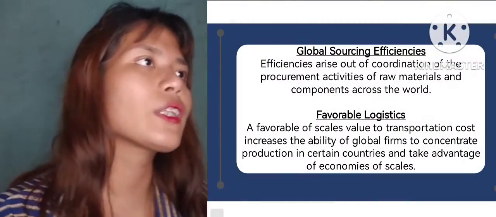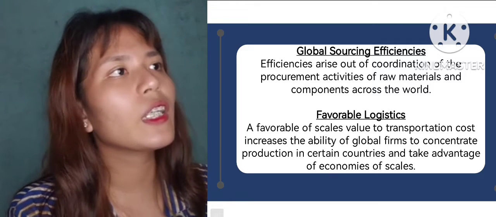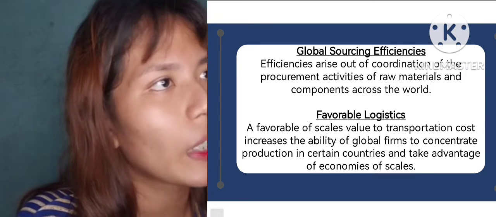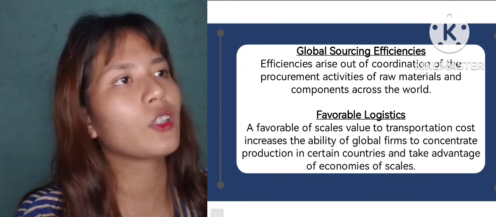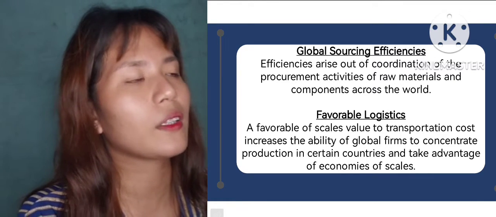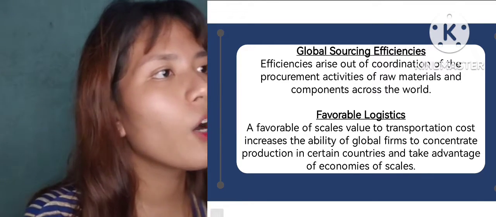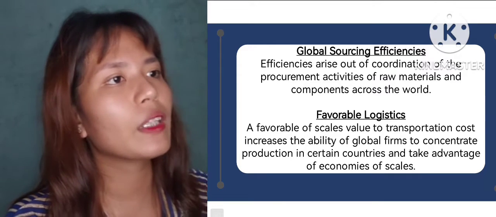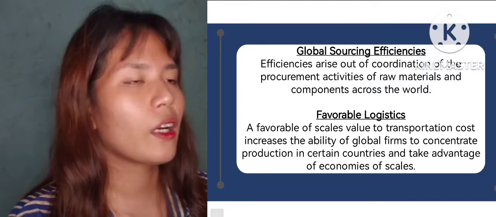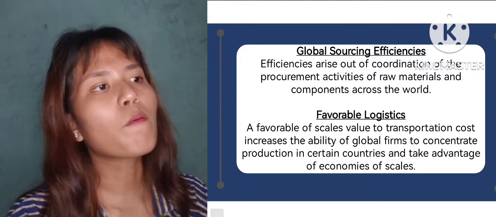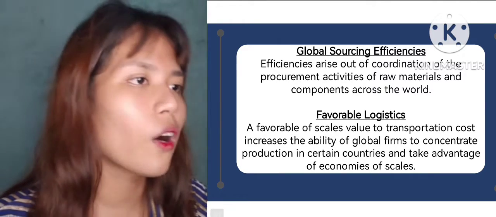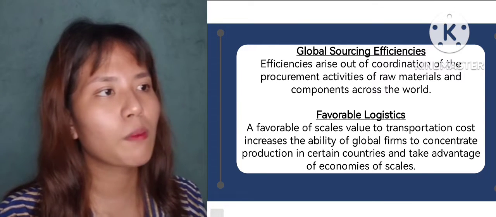The next one is global sourcing efficiency. It is the ability to source from around the world, which allows firms to reduce costs of raw materials, and it is a procurement strategy in which a business buys goods and services from international markets. The next one is favorable logistics. It increases the ability of global firms to concentrate production in certain places and take advantage of economies of scale, and the importance of this is to translate the increased efficiencies into lower costs and higher production rates.